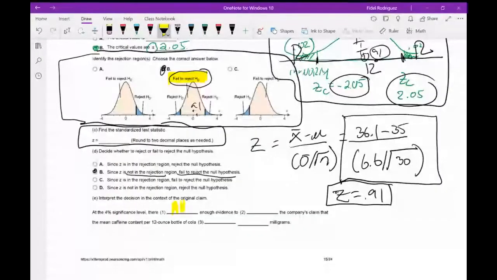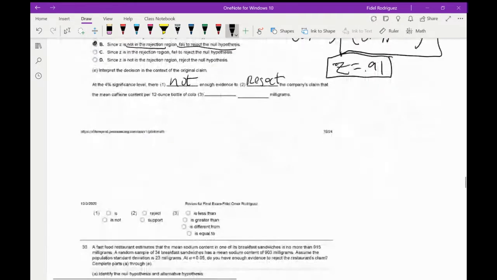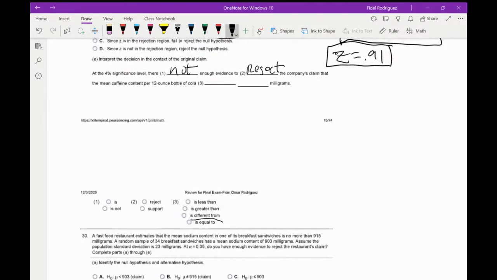So I'm going to stop sharing this. Let me share the review again. And we're going to say there is not enough evidence to reject the claim that the mean caffeine content per 12-ounce bottle of cola is, let's see, equal to. That's going to be my choice right here, equal to, and wasn't it 35 milligrams?